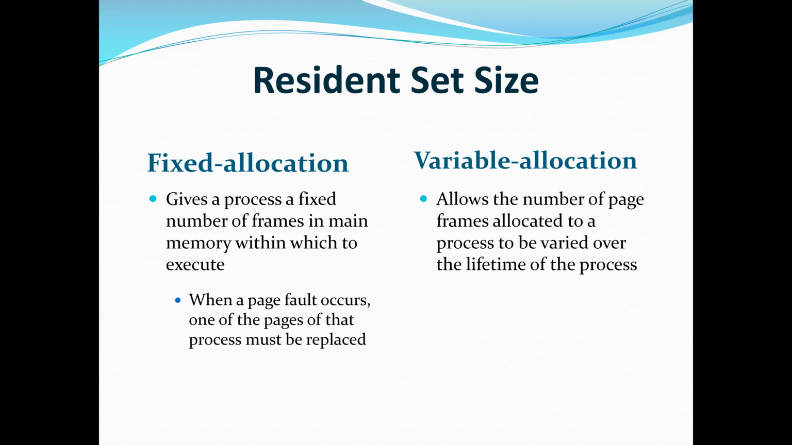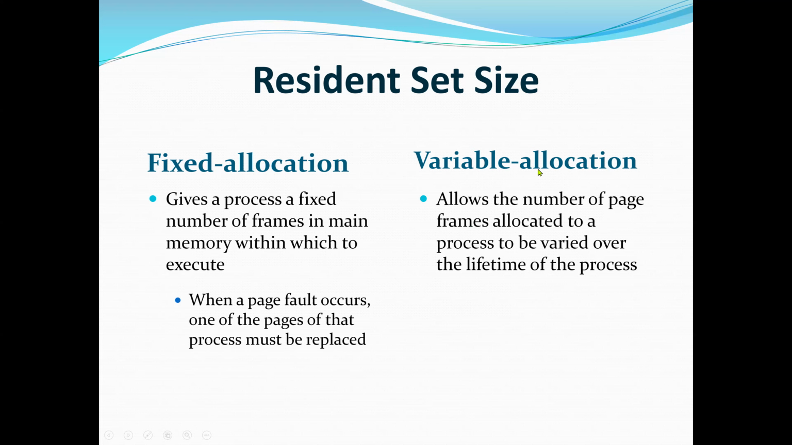Now, with a fixed allocation policy, whenever a page fault occurs in the execution of a process, one of the pages of that process must be replaced by the needed page. The second option is the variable allocation. This allows the number of page frames allocated to a process to be varied over the lifetime of the process.